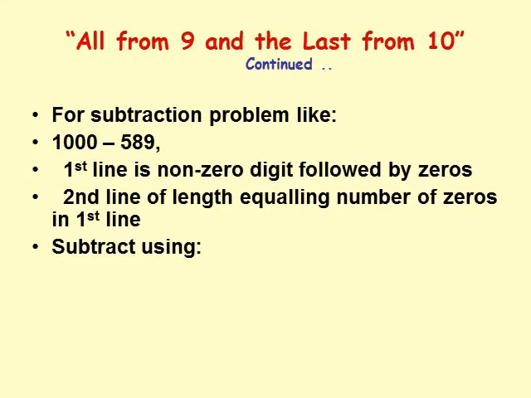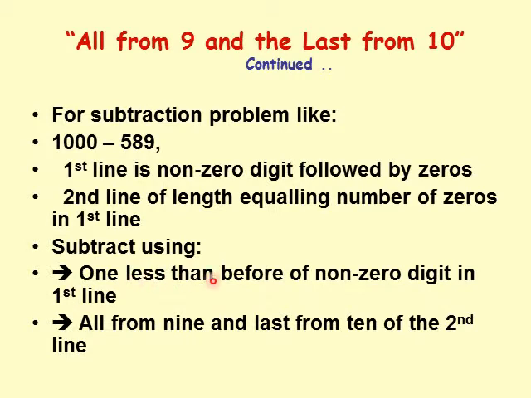We subtract using 1 less than before in the thousands place, from the non-zero digit in the first line. So in the thousands place of the answer we have a 0. Then all from 9 and last from 10 for the second line. So for 589 we apply all from 9 and last from 10 to get a 4, 1 and a 1.